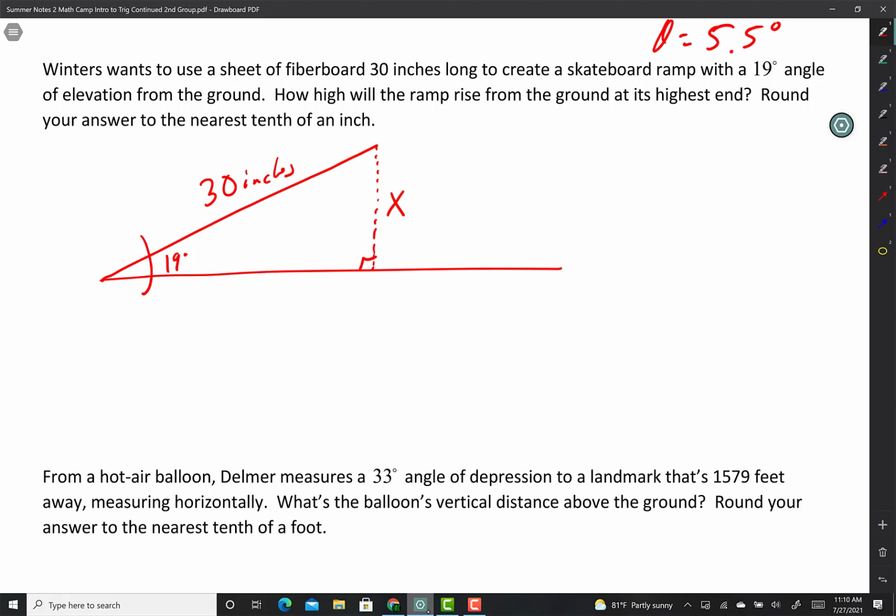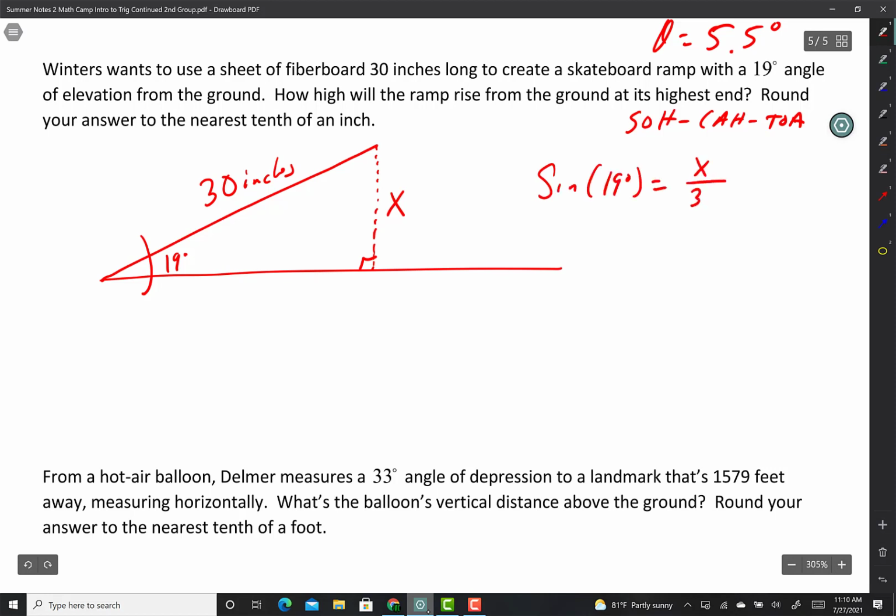So with respect to that 19 degrees, is that x opposite, adjacent, or hypotenuse? Opposite. What about the 30? So which one am I going to use? Sine. So I'm going to write sine 19 degrees equals x over 30. Now we're just going to multiply by 30. So 30 sine 19 degrees equals x.